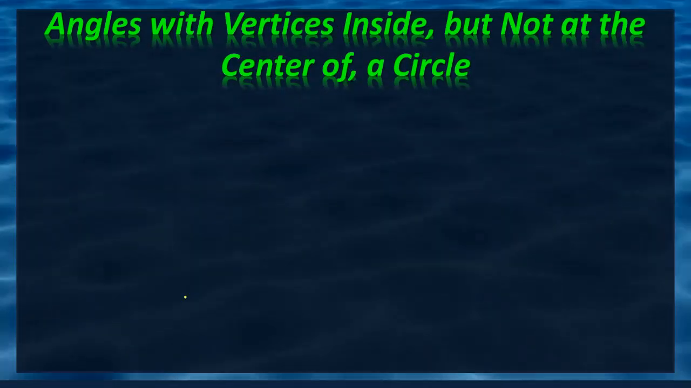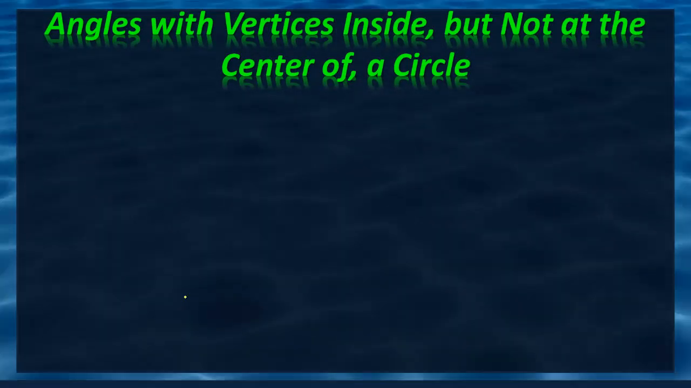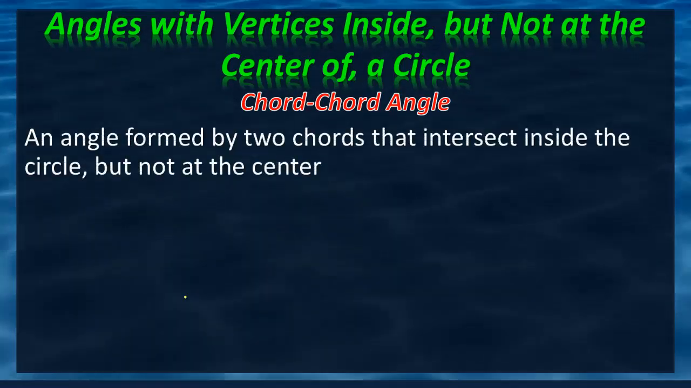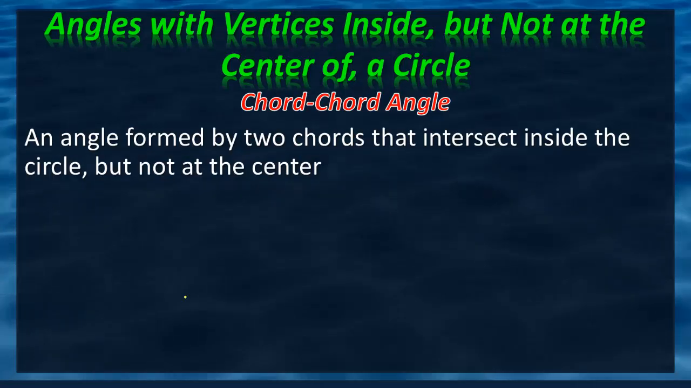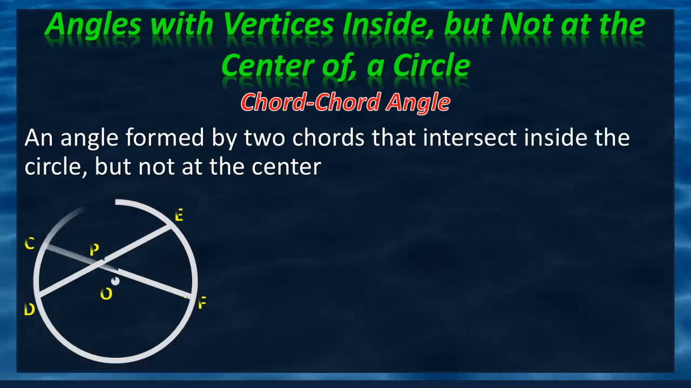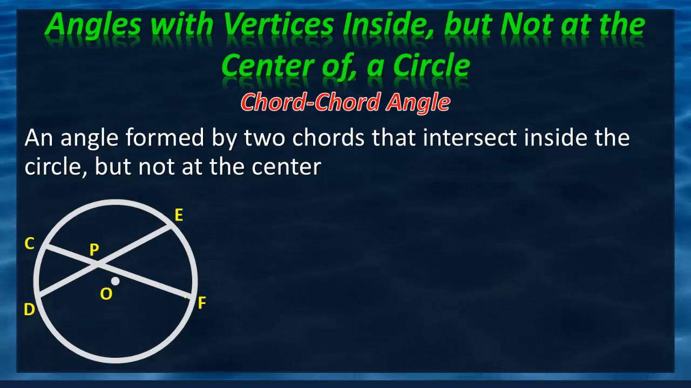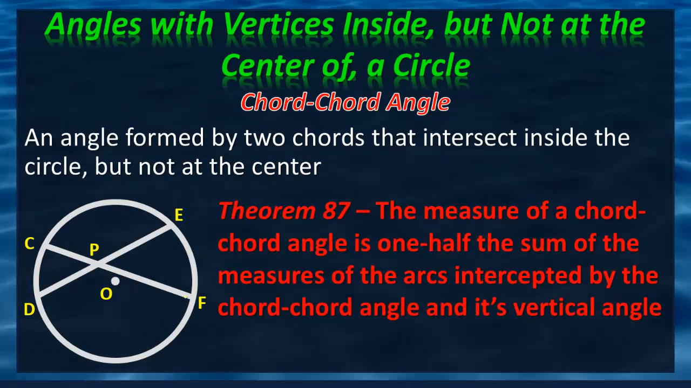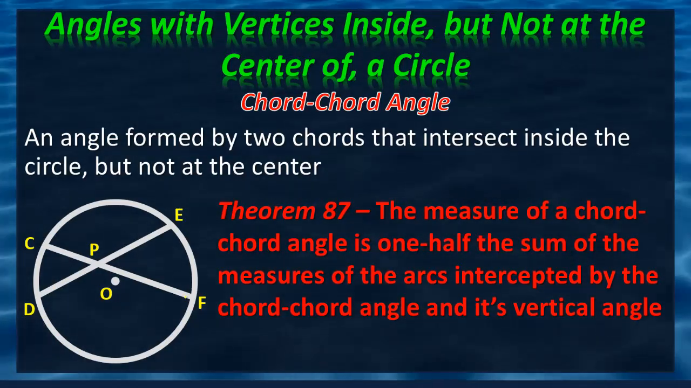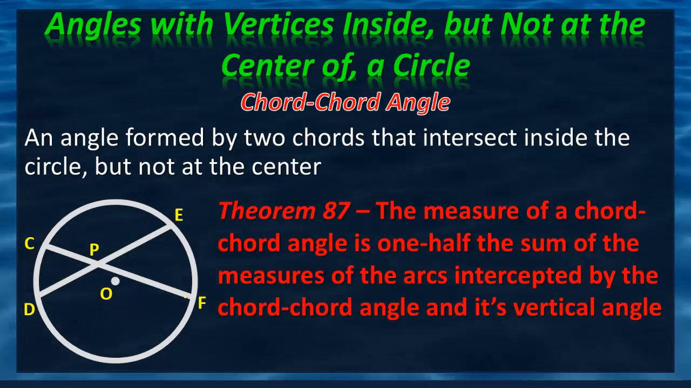All right, so let's go on to angles with vertices inside, but not at the center of a circle. Okay, we have a chord angle, and that's an angle formed by two chords that intersect inside the circle, but not at the center, such as this. Okay, so it's inside, but not at the center. And what we do here is we go to Theorem 87, which states that the measure of a chord angle is 1/2 the sum of the measures of the arcs intercepted by the chord angle and its vertical angle.